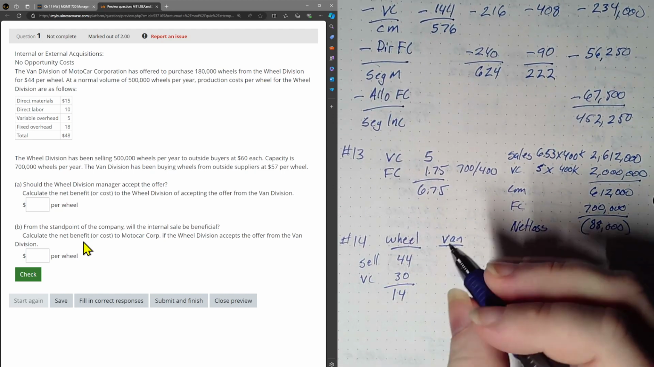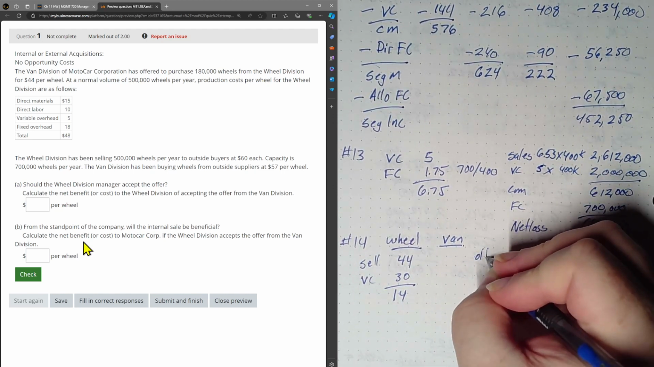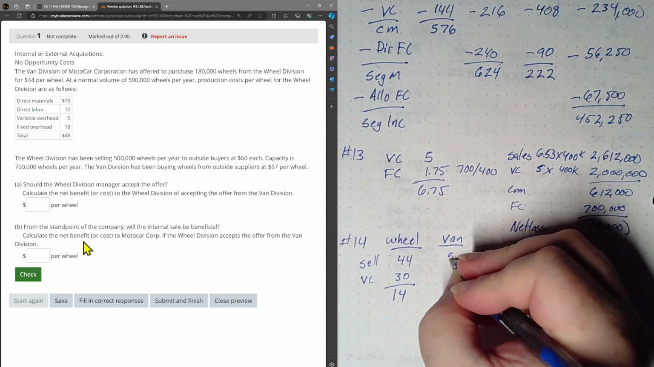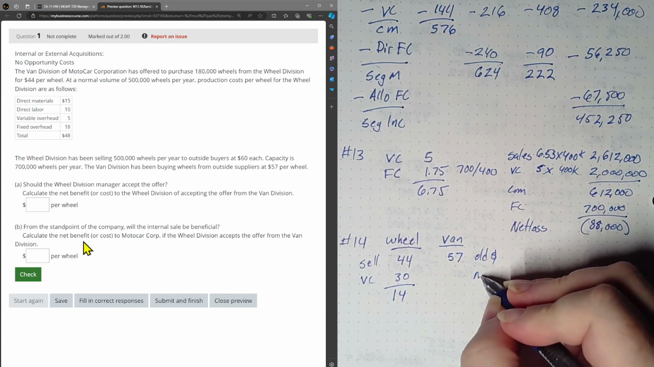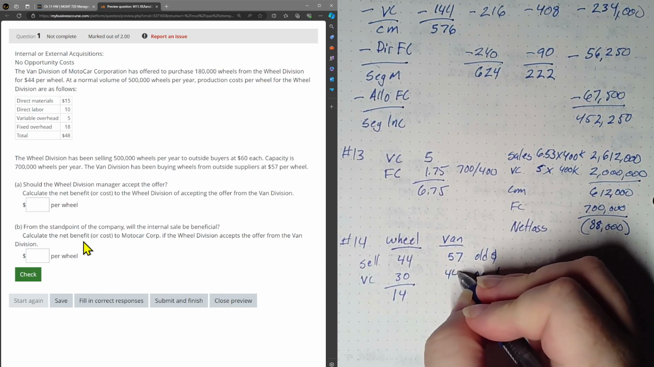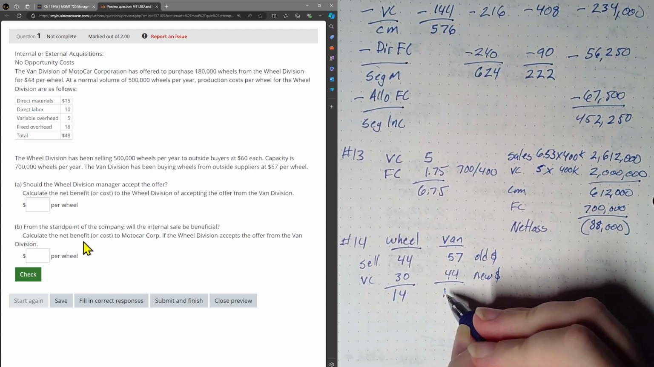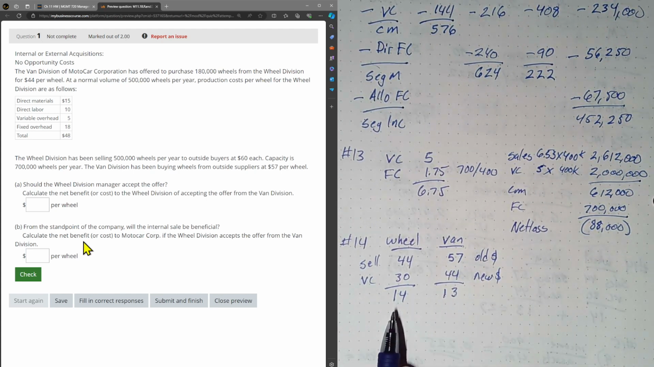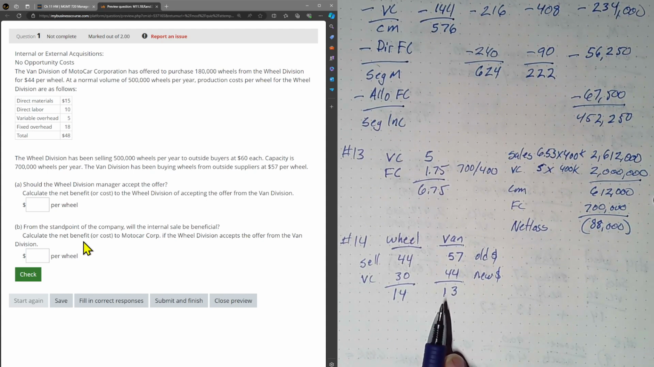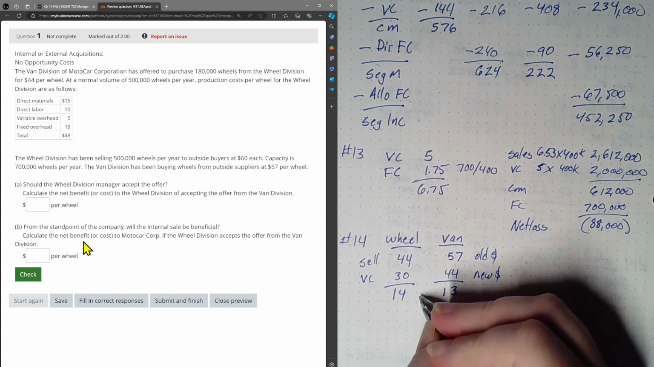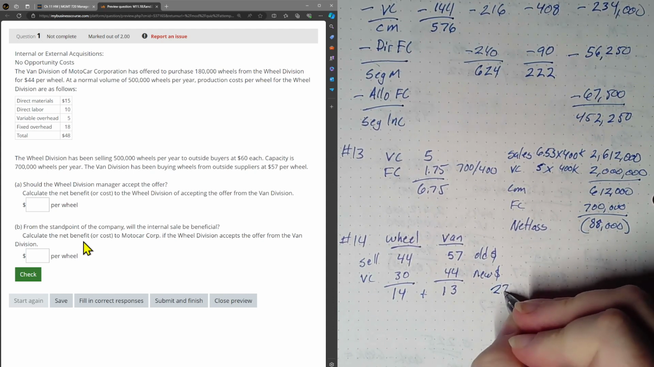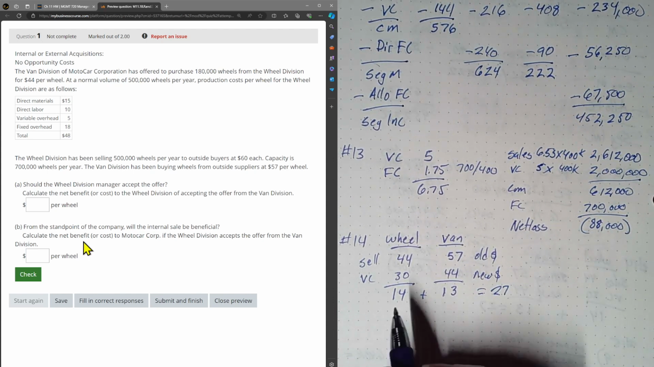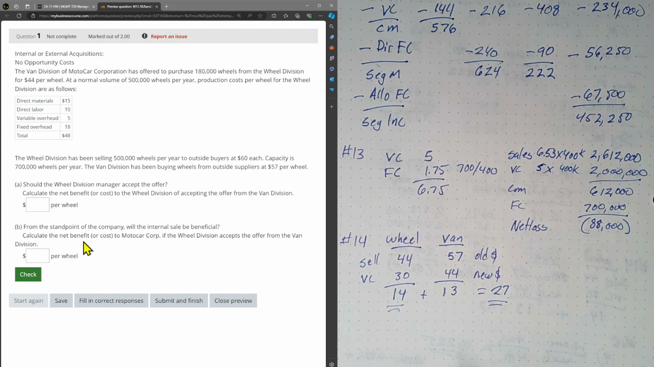Well, this is the old price, right? The old price was $57. But what is the new price if they buy it internally? The new price is $44. So they're saving $13 per wheel. The wheel division is making an additional $14 per wheel, selling the additional amount to the van division, and the van division saves money. So when we add these two up, the net benefit to the company is going to be 27. So the answers are going to be 14 and 27.